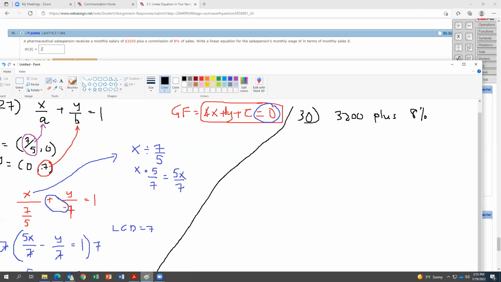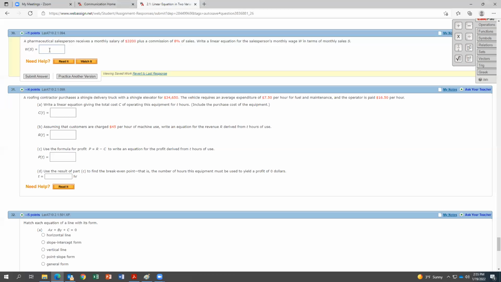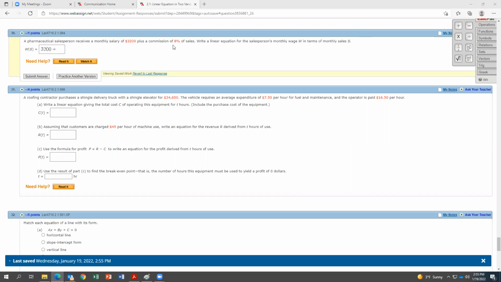Those students who get this question wrong, it's not because you didn't get it right. It's just that you used lowercase instead of uppercase. So how do we write this? The monthly wage in this case is 3,200 plus the 8%. No, you have to write the S down. So it's 8%. Can someone tell me 8% in decimal?